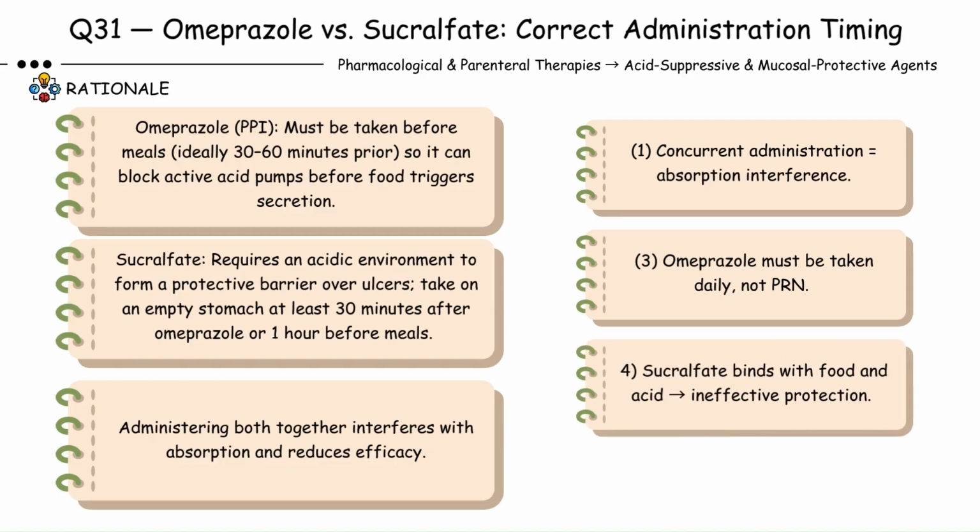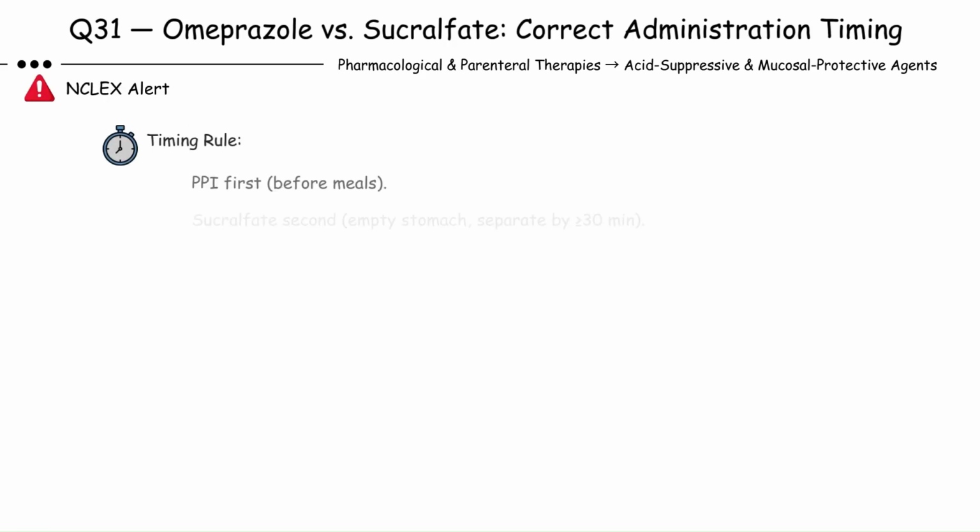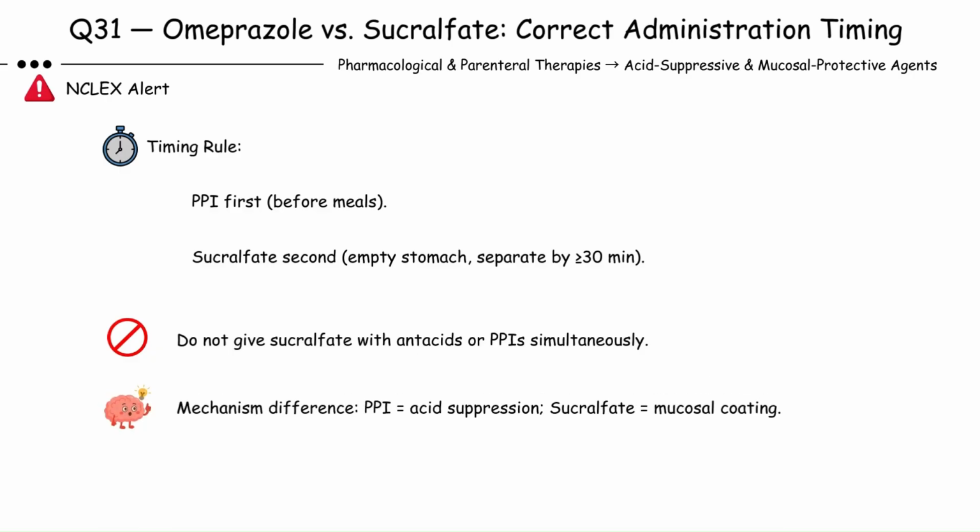It must be taken daily before meals to reduce acid secretion. Option 4. Sucralfate with food. Sucralfate must be taken before meals, not with food, or it won't adhere to ulcer sites properly. NCLEX alert. Remember the timing rule. PPI first, sucralfate second. Keep them separated to avoid absorption interference.